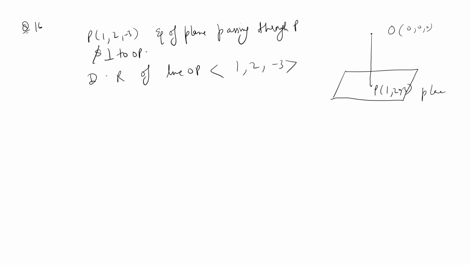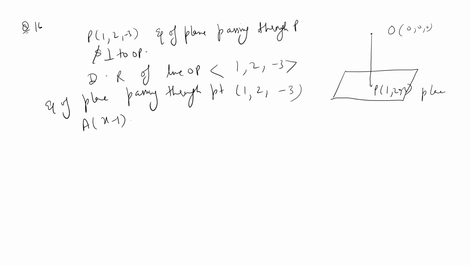Okay, and the equation of plane which is passing through the point 1, 2 and minus 3. Okay, I should not write it wrong. So it is minus 3. So it is given in the form of a times x minus 1 plus b times y minus 2 plus c times z plus 3 equal to 0.